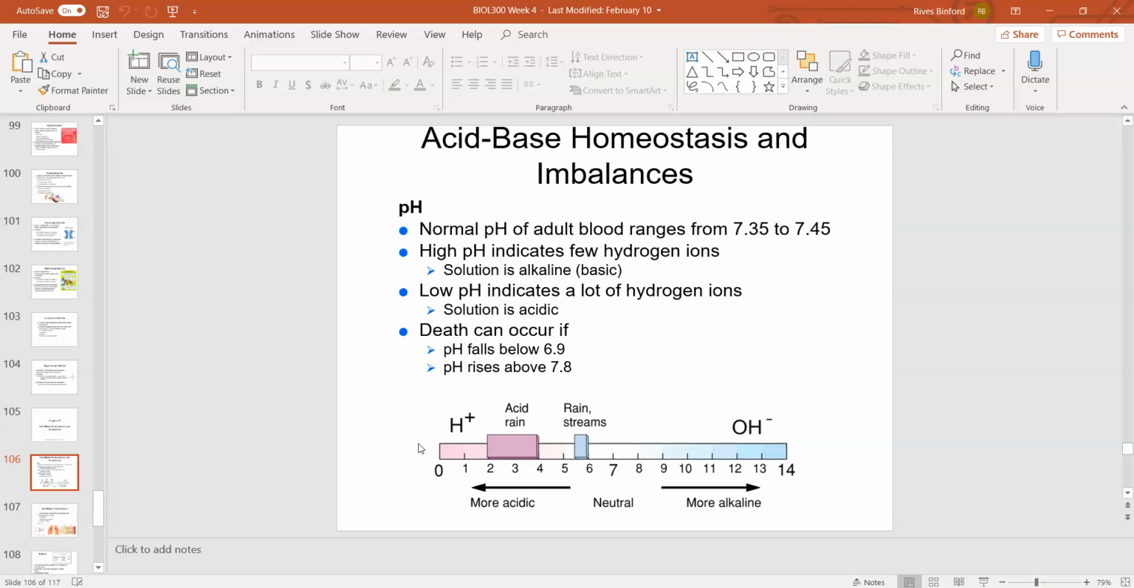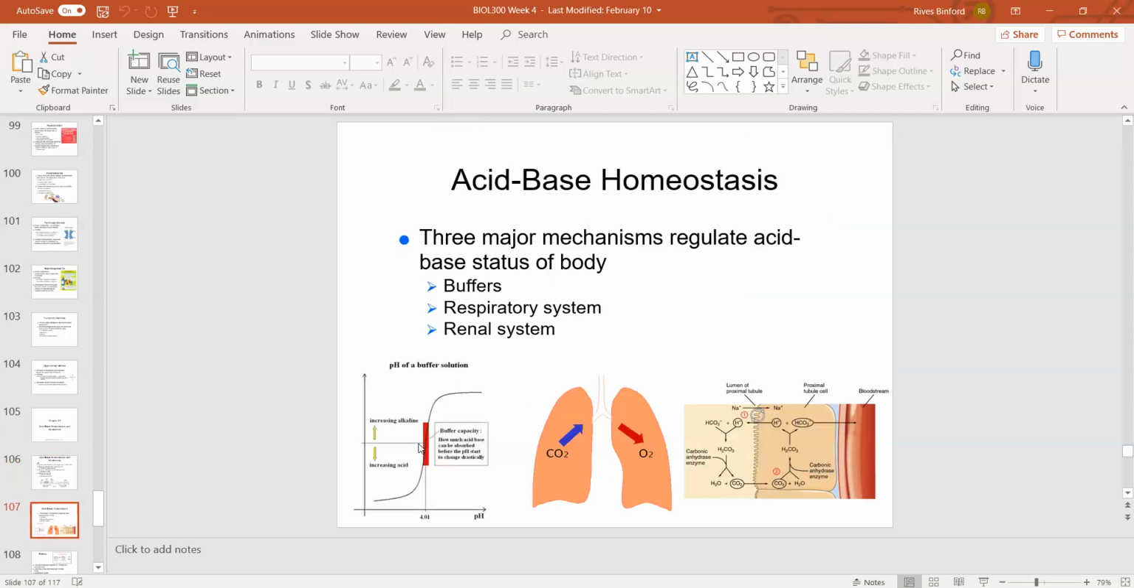Death can occur if pH falls below 6.9 or above 7.8, again indicating that we're in a very, very narrow range. So we're actually going to have two completely different systems contributing to the maintenance of our homeostatic pH range, contributing to keeping us at about 7.4. We have two systems working on this. They are our respiratory system and our renal system, our excretory system.